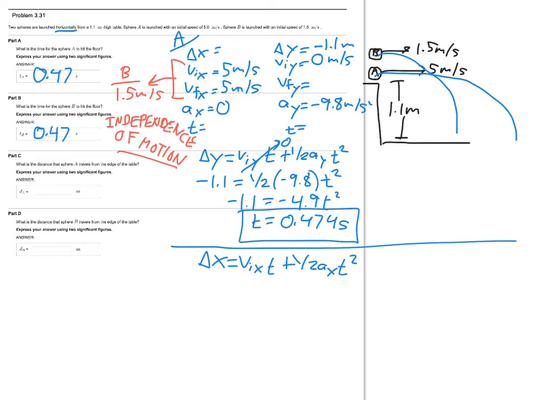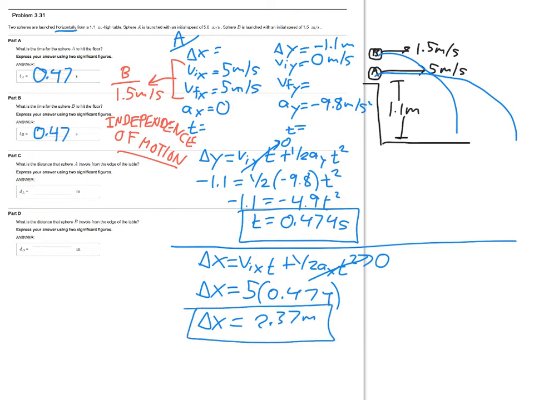I now know my time, and I know my initial velocity in the x. So I can use that delta x equation. That last term, of course, goes away. And so we have delta x is going to be equal to 5 times that time that I found for part A, 0.474. And that means that my horizontal displacement here is going to be 2.37 meters. Rounded to 2 sig figs, it's just going to be 2.4 meters.